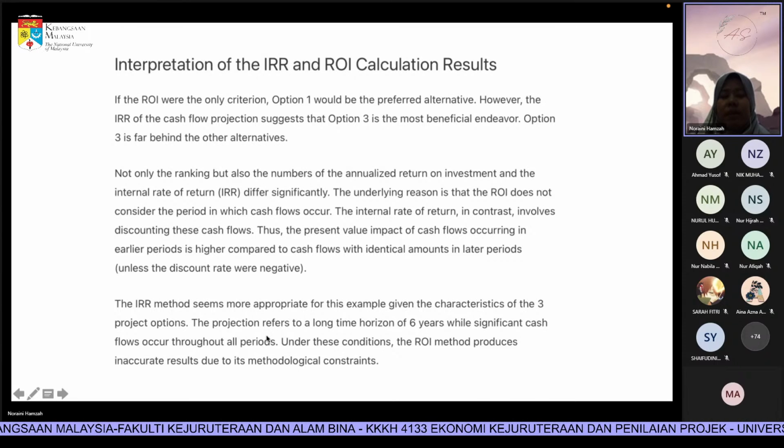Tapi biasanya kita akan pilih mengikut IRR. Okay, because ROI method produces inaccurate result due to its methodological constraint. So constraint dia adalah interest itulah tak mereflect kepada timeline. Itu je lah constraint for ROI.